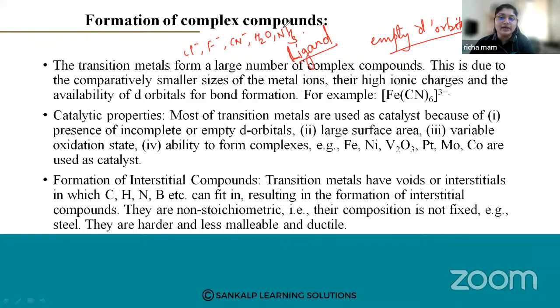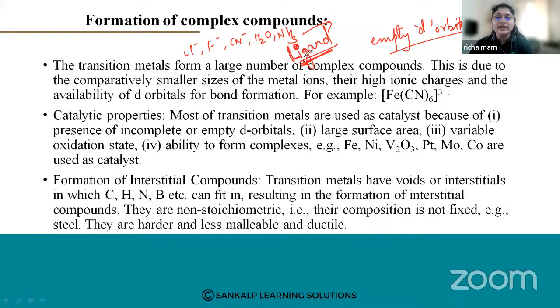So what ability do they have? They have the ability to donate a pair of electrons to the metal, and they combine to give you a complex compound. Now when we are discussing the ligand, these metals have empty d orbitals with appropriate energy. What can they do? They can take a pair of electrons from the ligand.